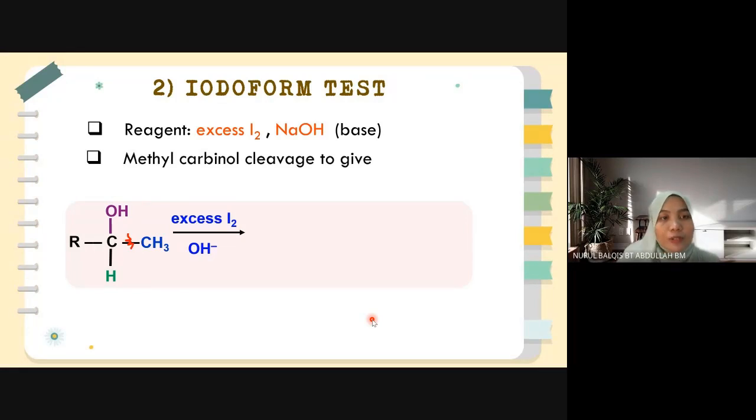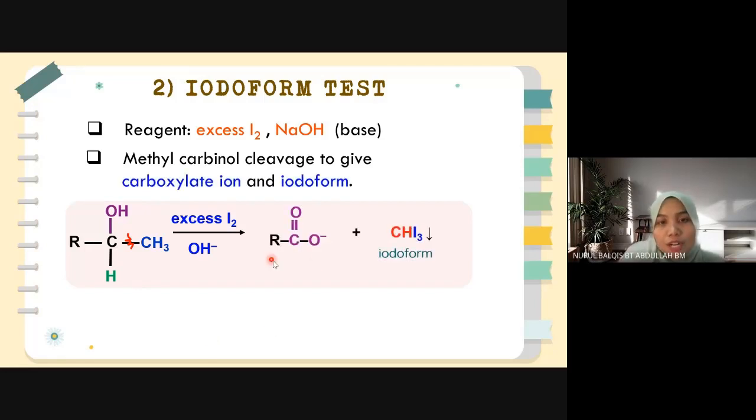So methyl carbinol ni, dia akan cleave. Bila dia cleave, dia akan dapatkan this product, carboxylate ion. So apa yang dia buat dekat sini, bila dia cleave, dia akan dapat double bond O kat sini. Lepas tu yang CH3 ni, dia pergi ambil I dekat sini. So dia akan jadi CHI3. So this is iodoform. You have carboxylate ion dan juga iodoform as your product.